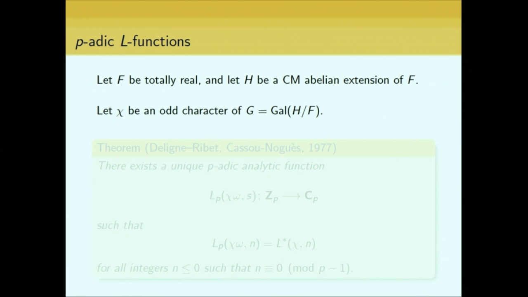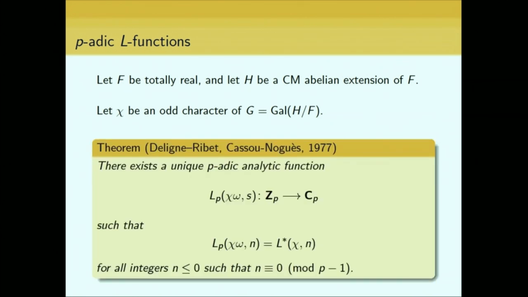Then Deligne and Ribet, and also Cassou-Noguès independently at the same time, constructed a p-adic analytic function, which was called the p-adic L function, associated to, well, I'd like to say chi, but because of historical notational reasons, I'll have to say chi omega, where omega is the Teichmuller character. But this is just notation. So if you want to think of this as L_p of chi, that's fine. So it's a p-adic L function associated to chi of a p-adic variable s, which has the property that its special values at non-positive integers agree with that of the classical L function, as long as you remove the Euler factors at p, which is what that star denotes.